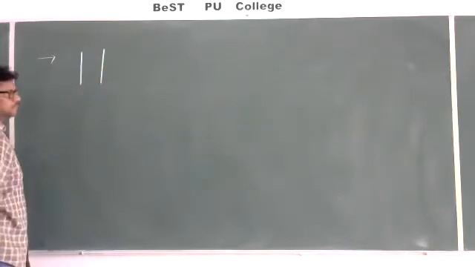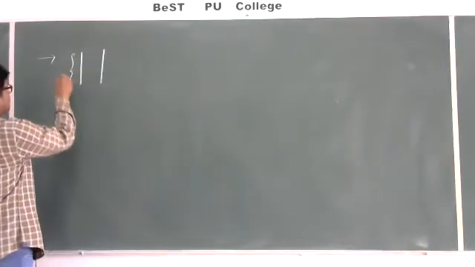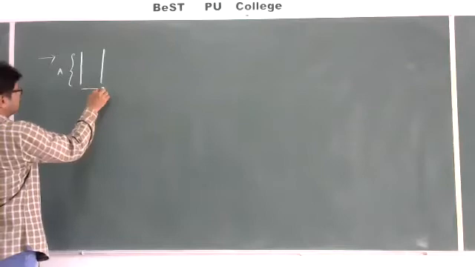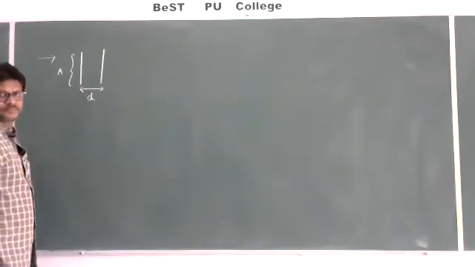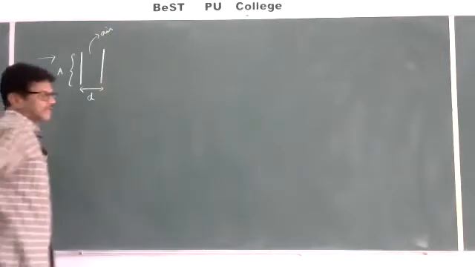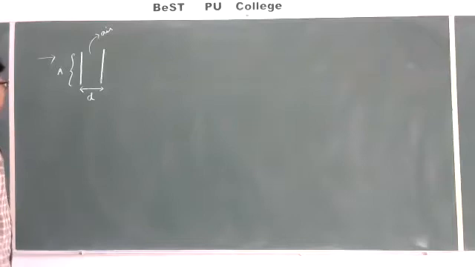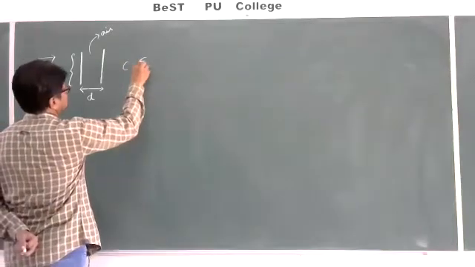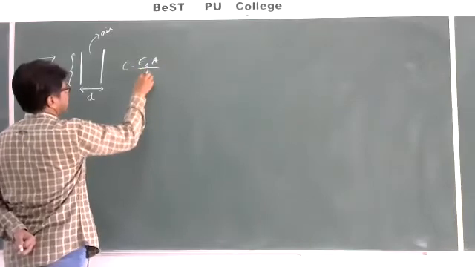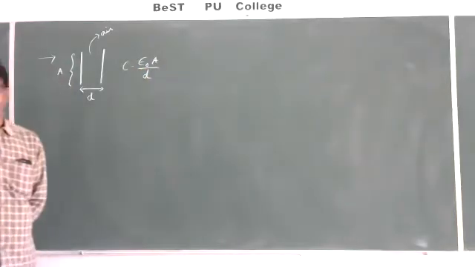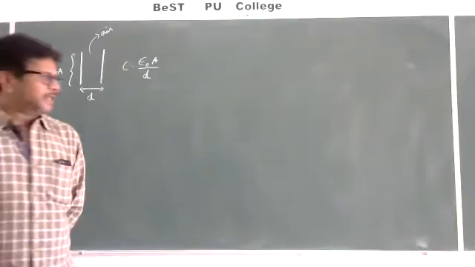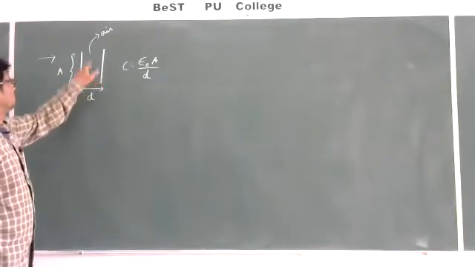Say here, I am considering a parallel plate capacitor. The area of each plate is A, and the distance between the two plates is D, and the space between the two plates is filled with air as the medium. Then what is the formula to find its capacitance? C is equal to epsilon naught A by D. C is equal to epsilon naught A by D is the formula when the medium between the two plates is filled with air.